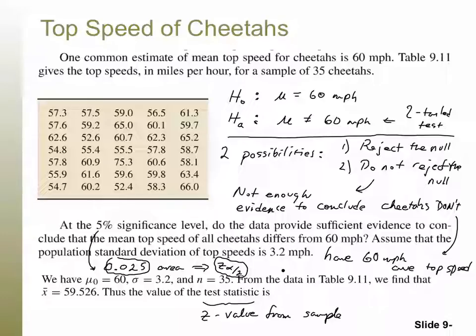So you're going to do both. You're going to find the critical value, and you're going to find the test statistic, make a diagram, and make your conclusion. Okay? This is for your notes. Work together.